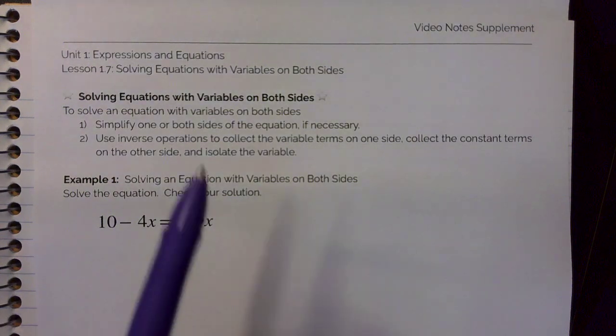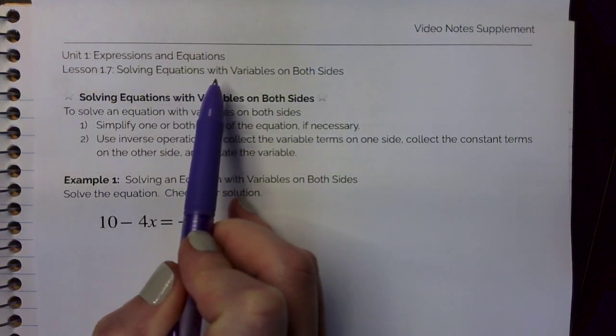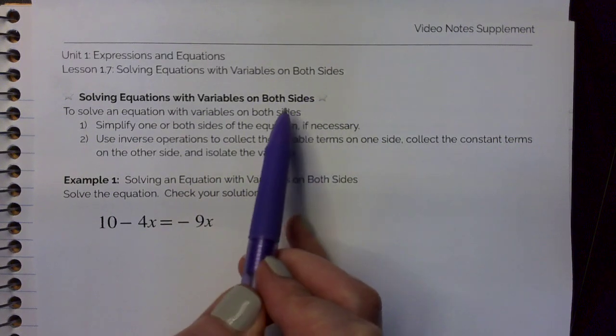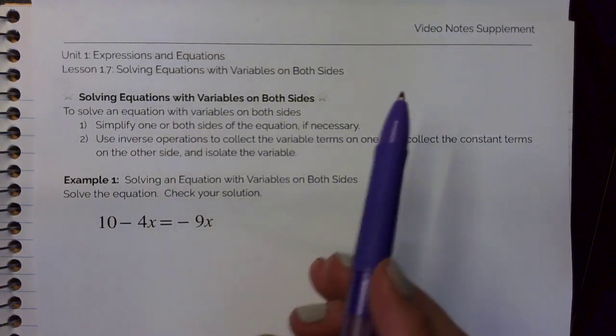Hi, I'm Miss Hall, and this is lesson 1.7, solving equations with variables on both sides. Let's go through the steps of how we're going to do this.